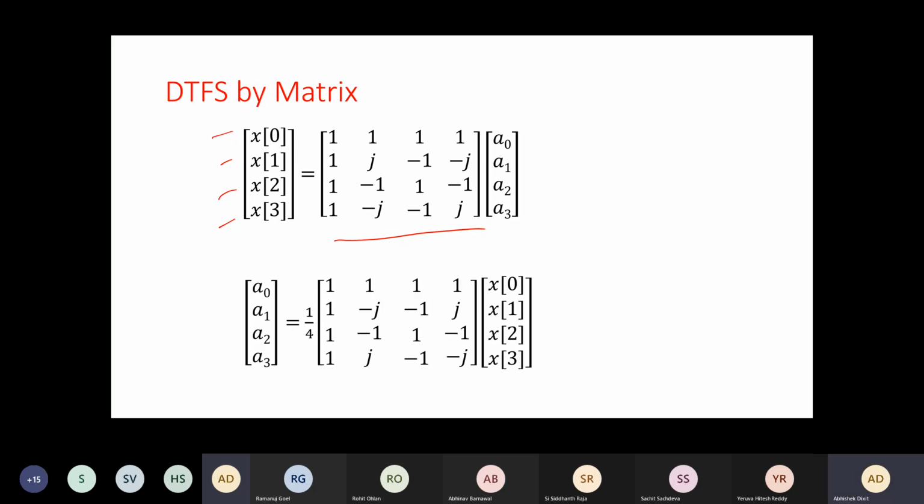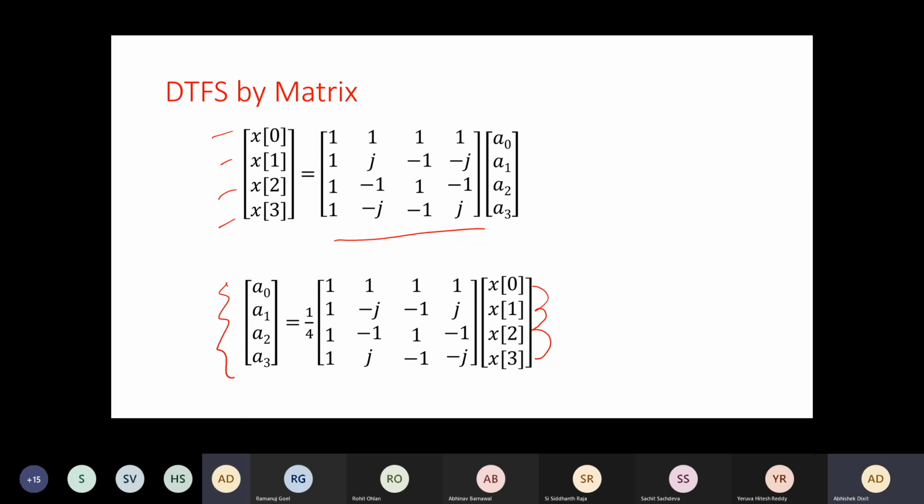Okay, so if we compute the inverse, which exists in this case, we can compute these A0, A1, A2, A3 also in terms of X0, X1, X2, X3. Straightforward. No problem. Fine. But now if you look at these two things, we will see one problem that may appear.